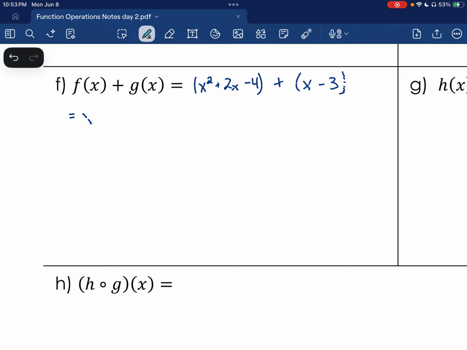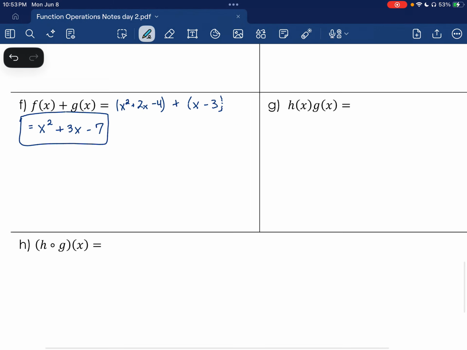Last but not least, f of h of x. This one's a fun one because it has lots of distributing. F of h of x. F is that quadratic term, x squared term, and then we have minus 4.